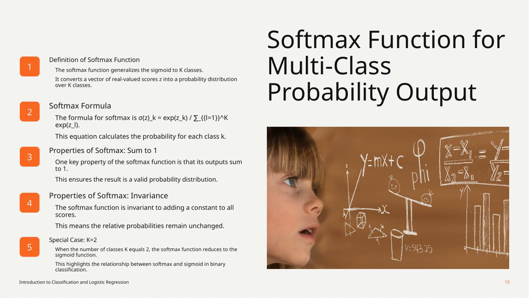It's sigma(z)_k equals exp(z_k) divided by the sum of exp(z_l) over all classes l from 1 to k. This formula calculates the probability for each class k by exponentiating the score for class k and normalizing by the total sum of exponentials across all classes. Finally, the softmax function can be seen as a generalization of the sigmoid function to multiple classes. It transforms a vector of real-valued scores into a probability distribution over k classes, which is fundamental for multi-class classification problems.